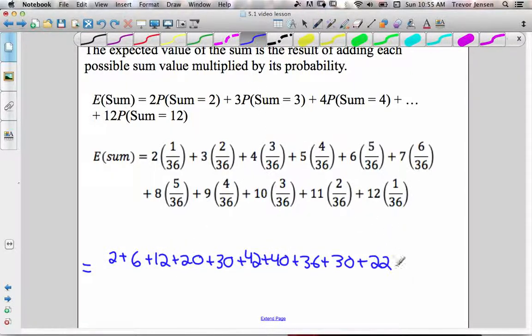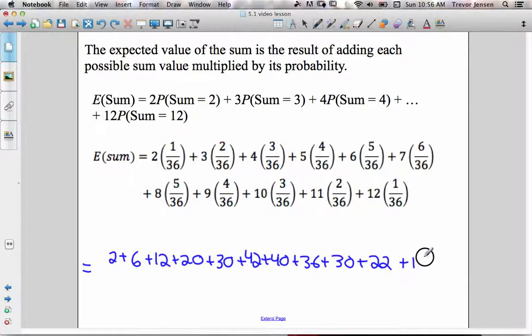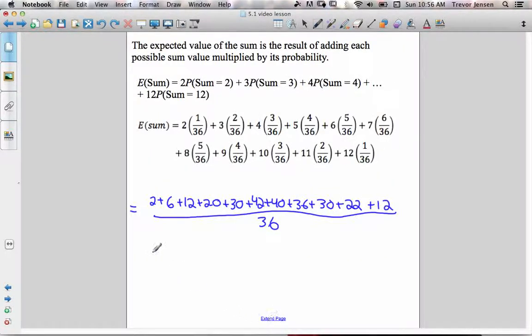Okay, and my last product, 12 times 1, is 12. And then remember, all of these were over 36. So if I find the sum of my numerator, I'll get 252 over 36, and that equals 7. So when I roll 2 dice, the sum I would expect to see would be a 7.